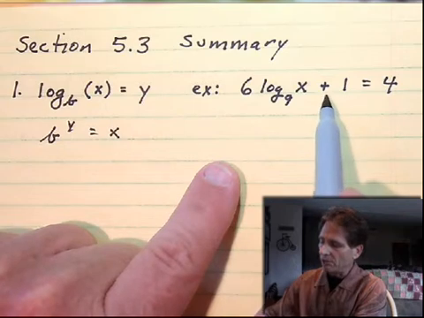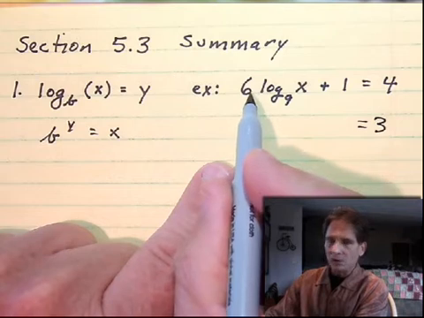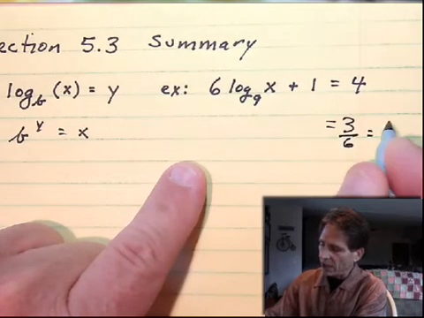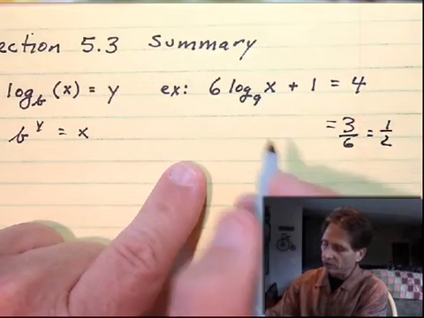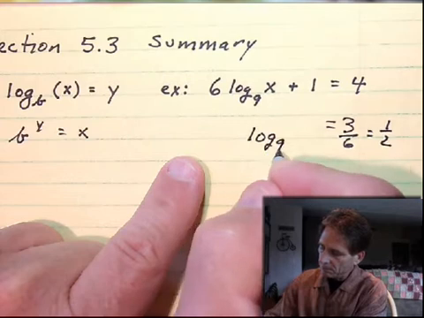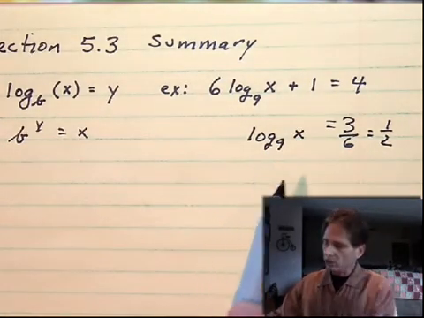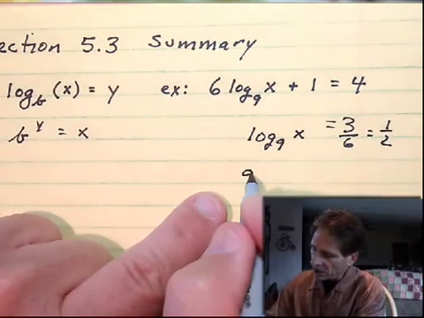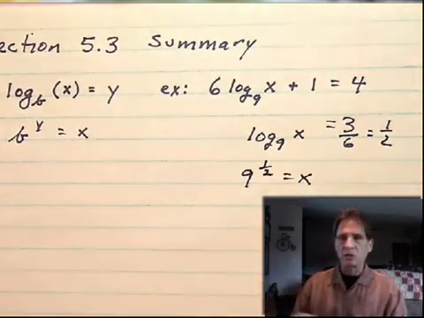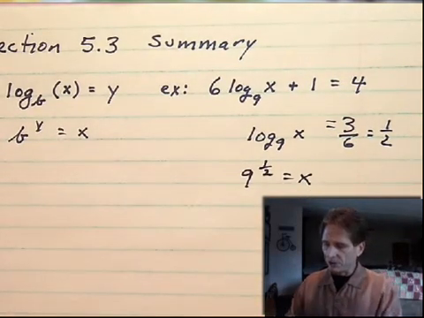The inverse operation of adding 1 is to subtract 1. And the inverse operation of multiplying by 6 would be divide by 6. So we end up with 1/2 on this side where 4 was. And we're down to log base 9 of x. Now we would apply the property of logs to say that that's the same thing as 9 raised to this power is equal to x, so therefore x would equal 3 in that case. So there's one type of example.